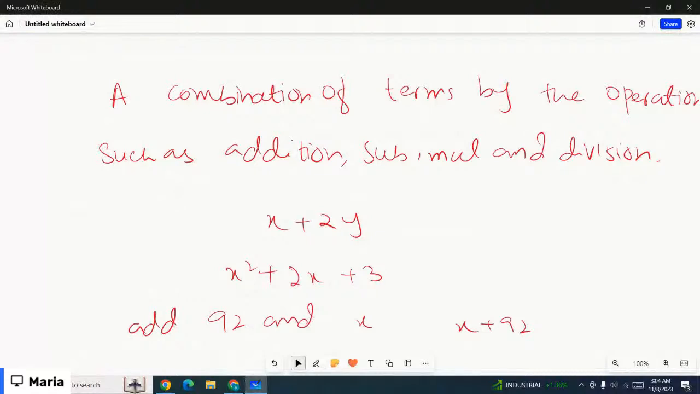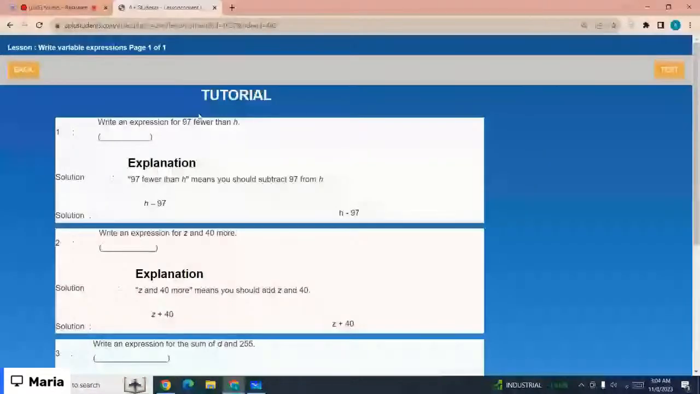You are given the sentence form and you have to write it using terms and mathematical operations. So write an expression for 97 fewer than h. You are given it in sentence form, and you have to write it using mathematical expressions and operations, right? So 97 fewer than h means that would be h minus 97. Let's just start with the test questions.